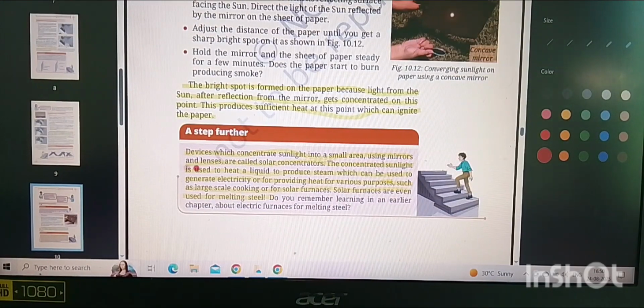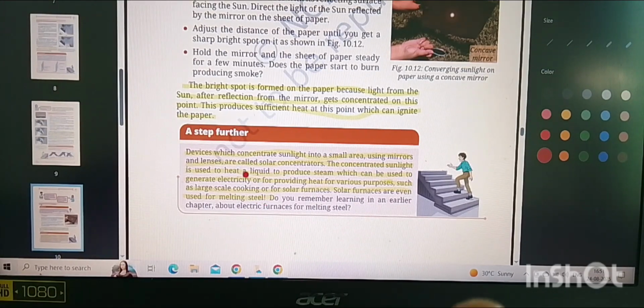Here in this small box, it is given that devices which concentrate sunlight into a small area using mirrors and lenses are called solar concentrators. This is about solar concentrators. The concentrated sunlight is used to heat a liquid to produce steam, which can be used to generate electricity or for providing heat for various purposes such as large-scale cooking and solar furnaces. Solar furnaces are even used for melting steel. So it is a very interesting phenomenon, right?